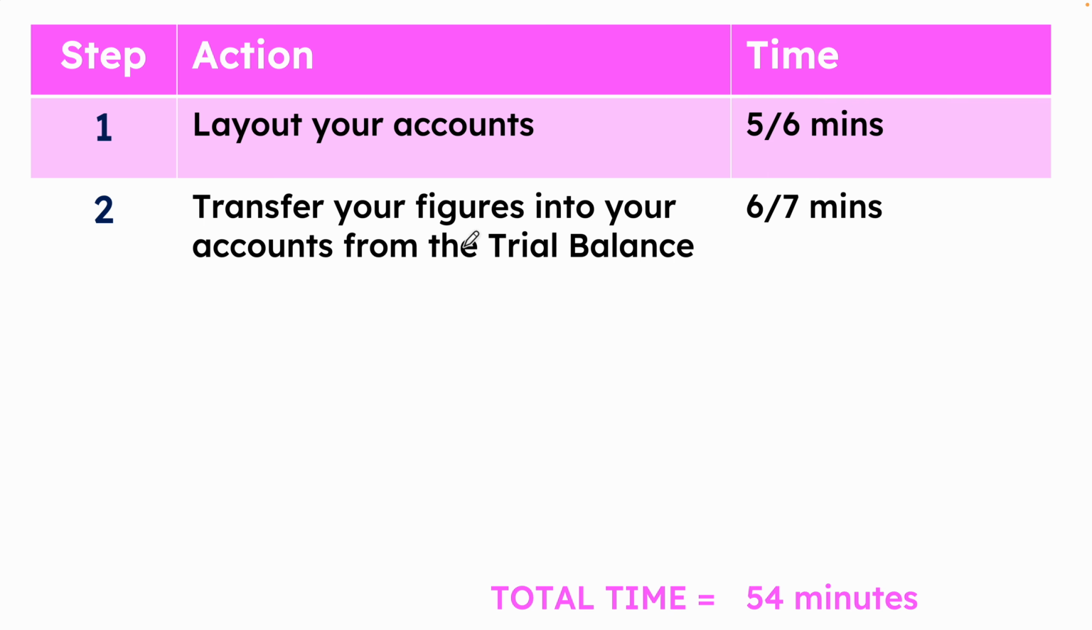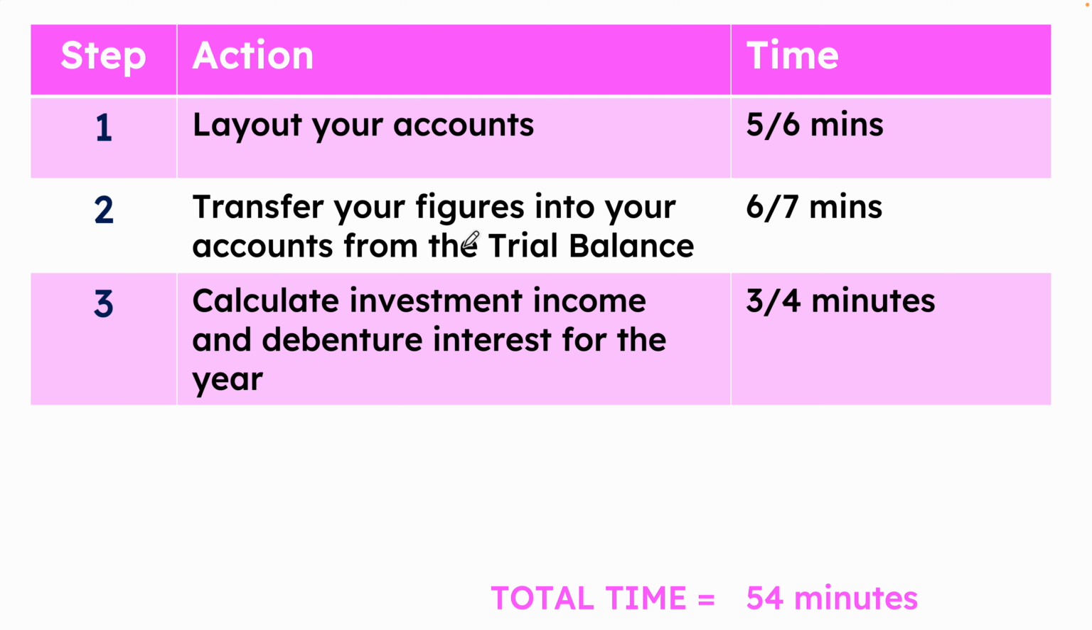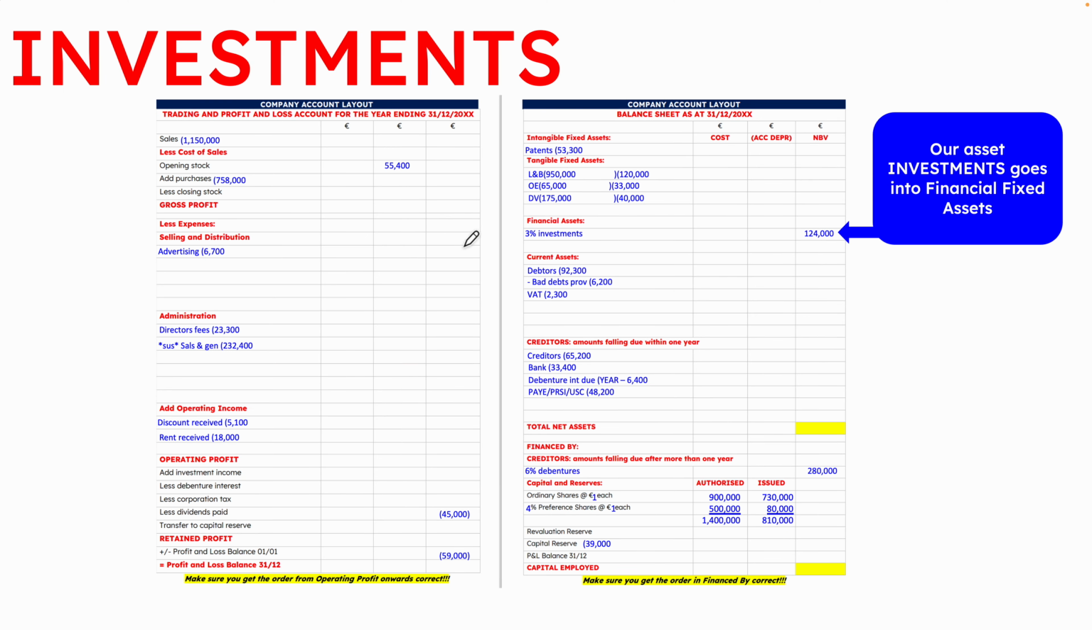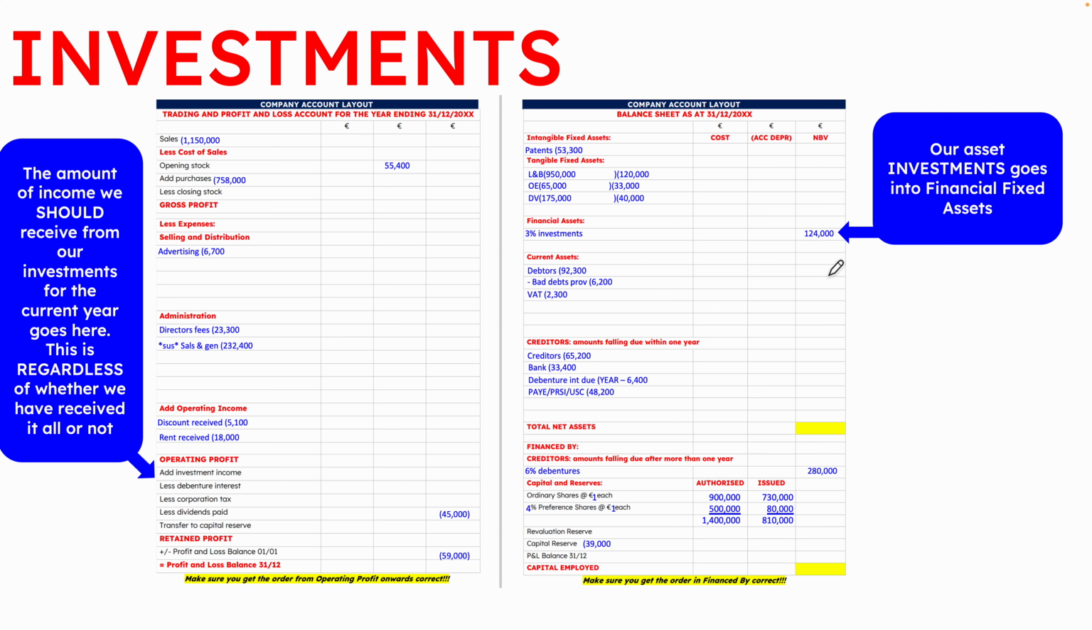Okay, so that's step 1 and 2 done. And when you have those steps done, you can literally just put them behind you once you have them all checked. Step 3 then, you're going to calculate the investment income and the debenture interest for the year. So this is going to take 3 or 4 minutes, and just a bit of background on this. Your asset investments is going to go into your financial assets. Your investment income for the whole year is going to go into the trading profit and loss. And it doesn't matter if we have received it all or not, it's going to go in here.